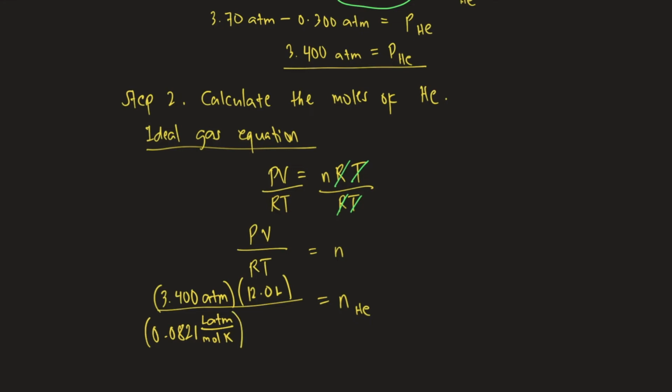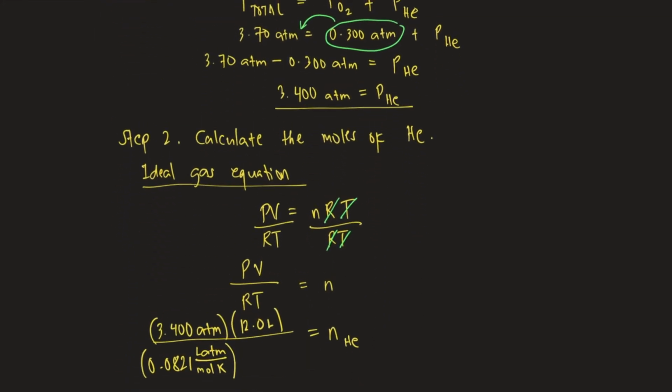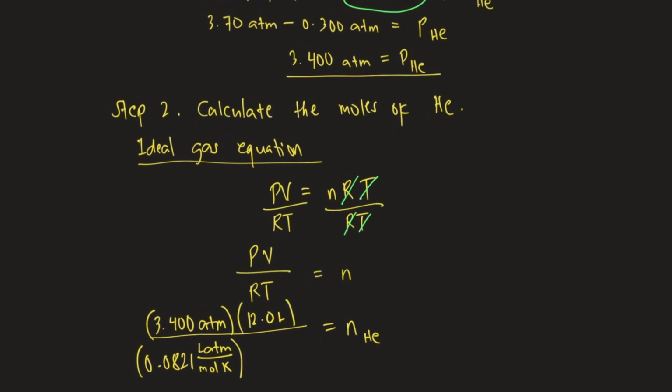And then T is the temperature. Now take note that when you are using the ideal gas equation, the temperature is in Kelvin. In the problem, we are given temperature in degrees Celsius, 25 degrees Celsius. So how do you convert degrees Celsius to Kelvin? You add 273.15. So again, if you want to convert Celsius to Kelvin, so we have 25, all you need to do is to add 273.15, and that becomes Kelvin.